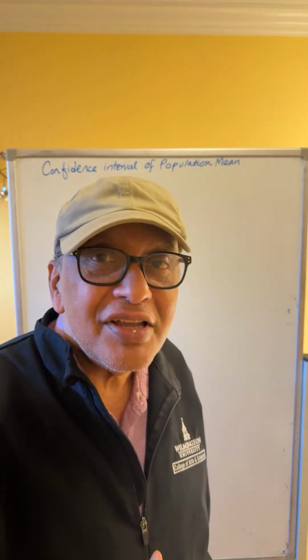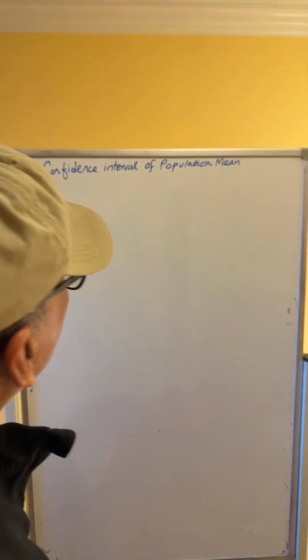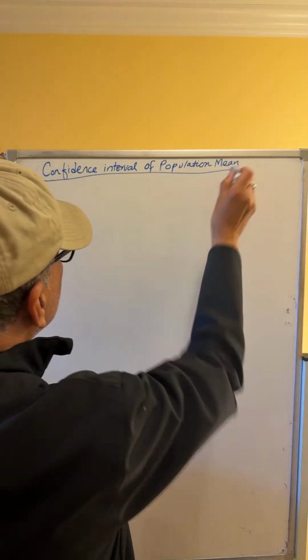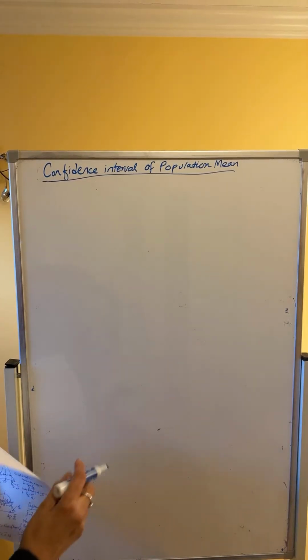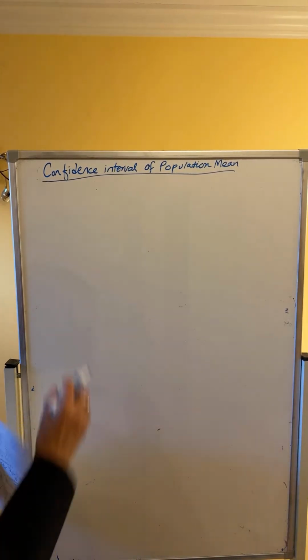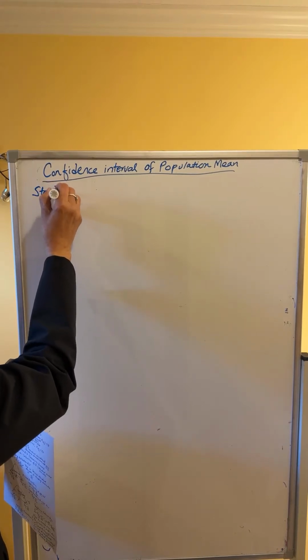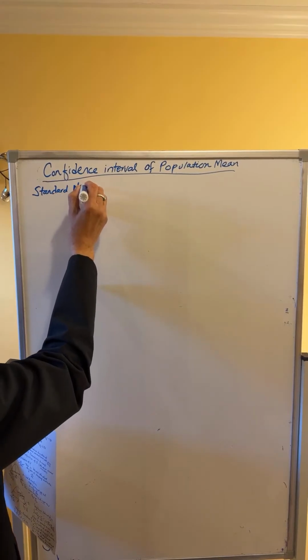Okay, without further ado, let me get started. Today's topic is confidence interval of population mean. To get started on this, first we will start with the standard normal curve, like in the last lecture, where I was talking about the standard normal curve or Z curve.